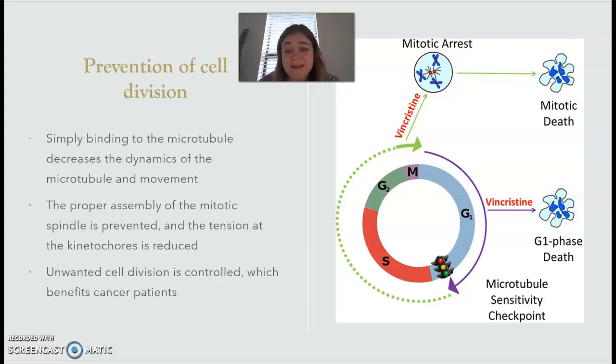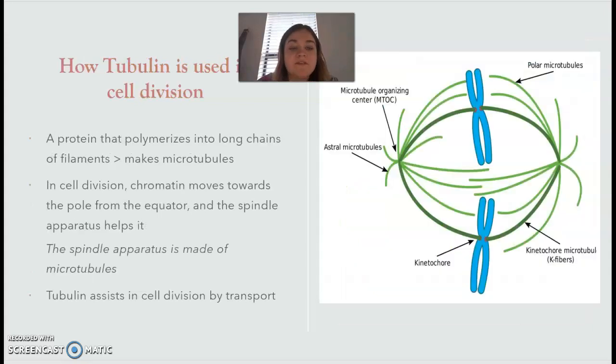So there's the binding aspect, and the proper assembly of the mitotic spindle is prevented, right? So it can't assemble properly, and that tension at the kinetochores is reduced. So when we look at this photo again, that kinetochore, right here, in this middle where it goes in between those chromosomes, is hindered as well. And there's tension in there that causes them to pull apart. So without that tension, there's no pulling apart process, thus there's no cell division.